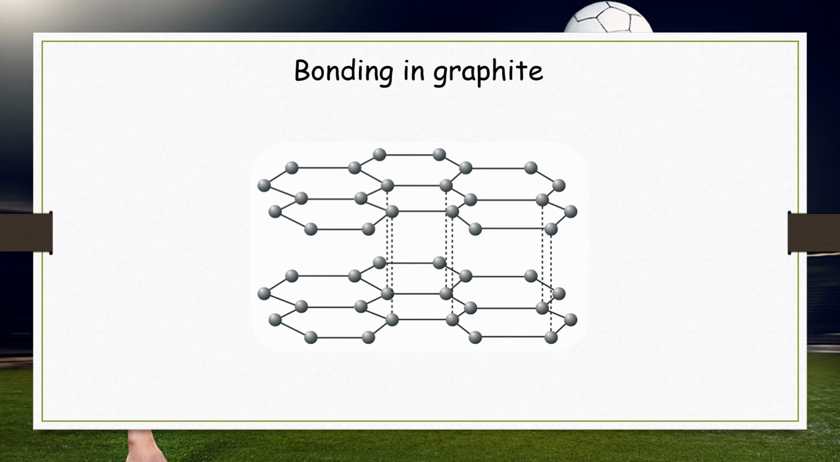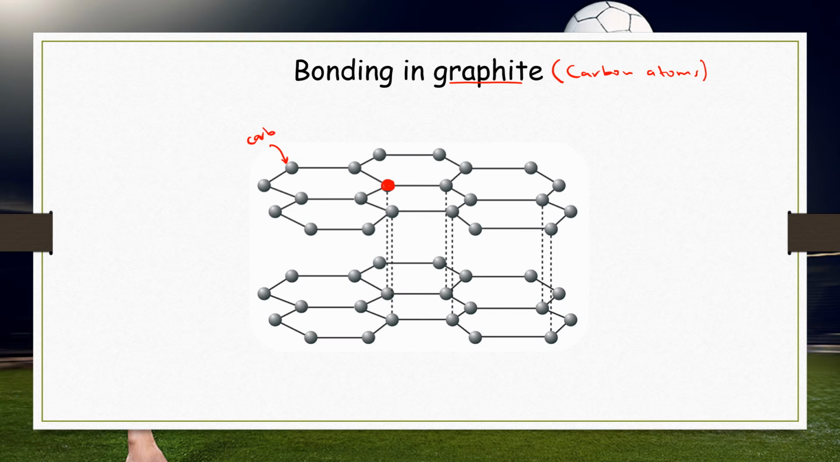Our second giant atomic structure is graphite. Graphite, just like diamond, is also basically carbon, made up of carbon atoms only. However, the arrangement of these carbon atoms is quite different from that of diamond. We had seen that in diamond we had one carbon atom bonded to 4 other carbon atoms. However, here in graphite, these spheres here are going to represent our carbon atoms.